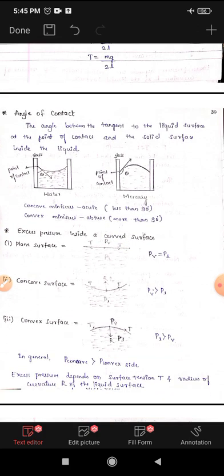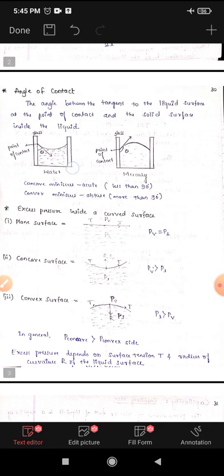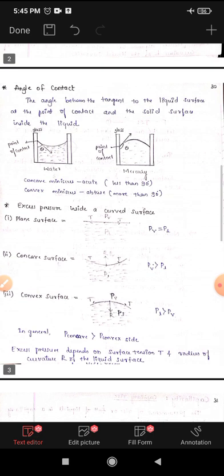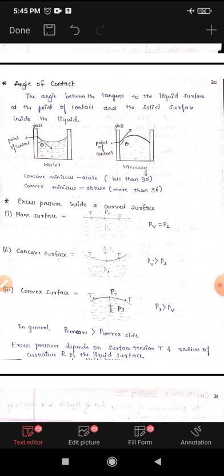Next we are having the concept of angle of contact. Angle of contact means, say, take a glass beaker and put water in that. So when we put the water in that glass beaker, the shape of the water will be like this. It will have a slightly concave shape. This shape we are calling a concave.